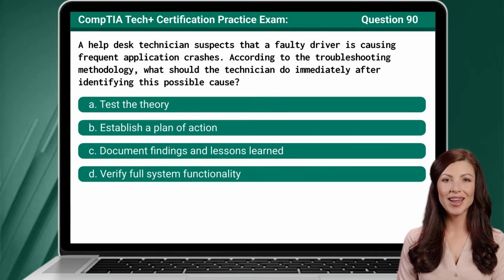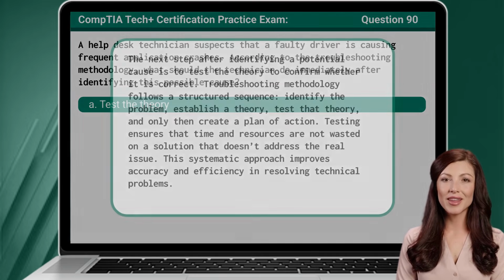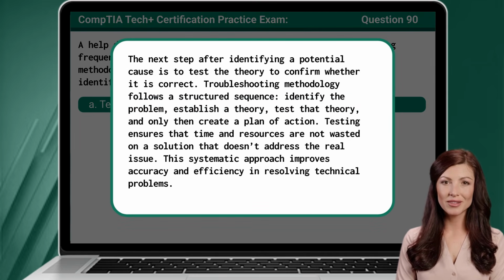The answer is A. Test the theory. The next step after identifying a potential cause is to test the theory to confirm whether it is correct. Troubleshooting methodology follows a structured sequence: identify the problem, establish a theory, test that theory, and only then create a plan of action. Testing ensures that time and resources are not wasted on a solution that doesn't address the real issue. This systematic approach improves accuracy and efficiency in resolving technical problems.